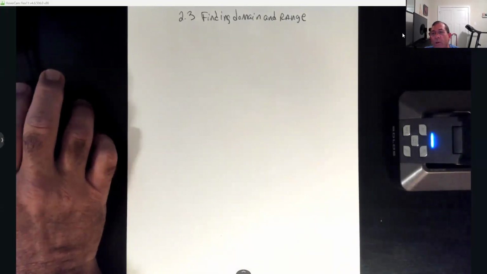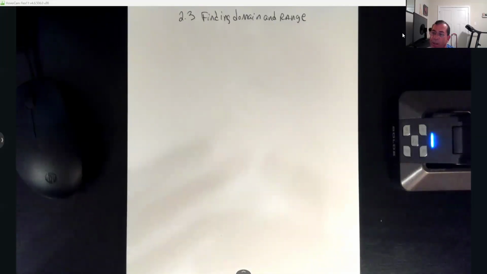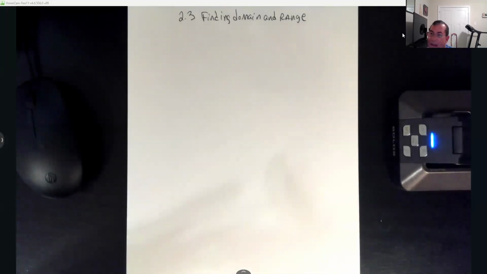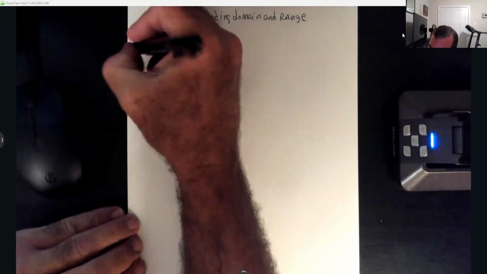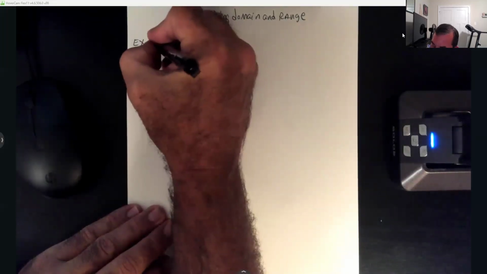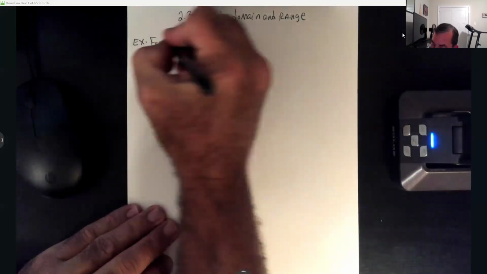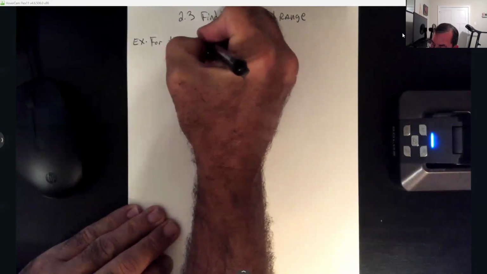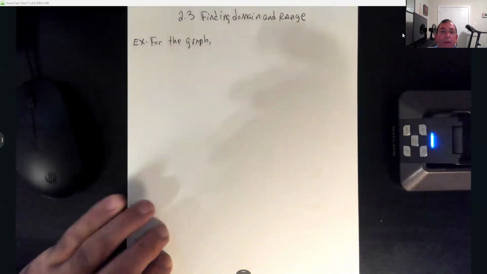All right, so they're going to start out giving us pictures of graphs and they want us to find information from. So it says for the graph, determine the following.